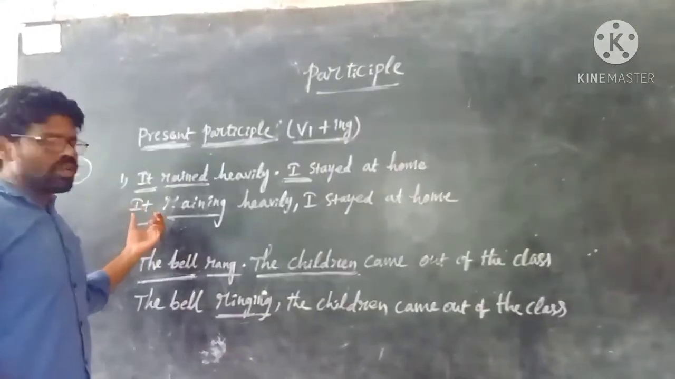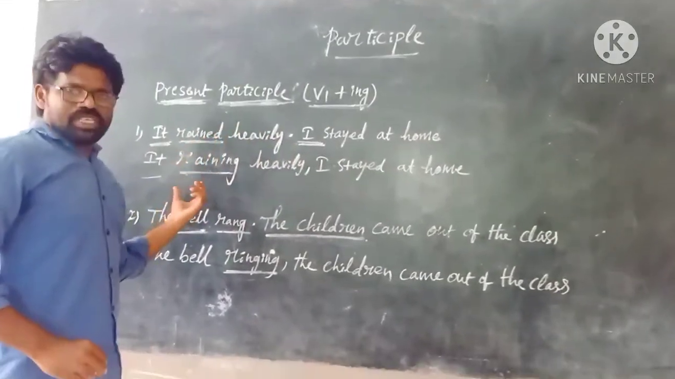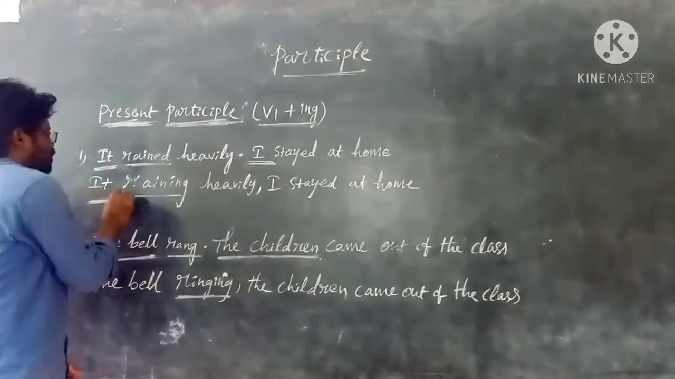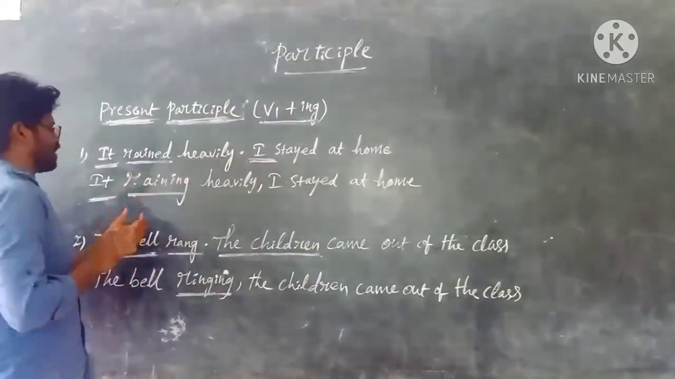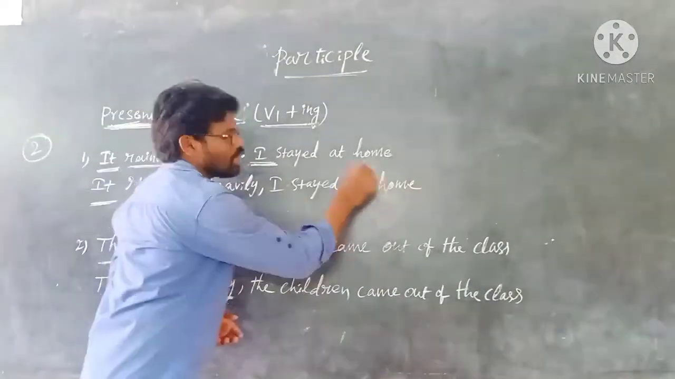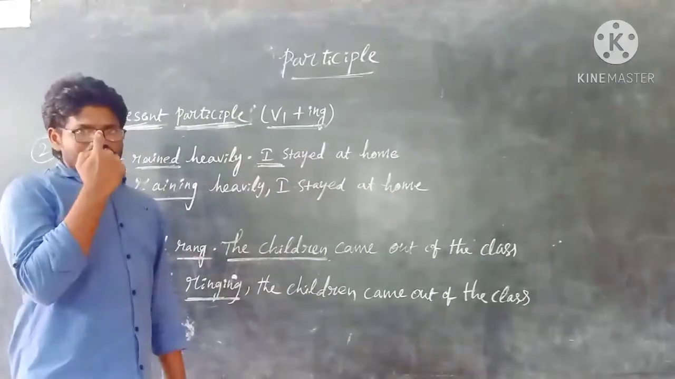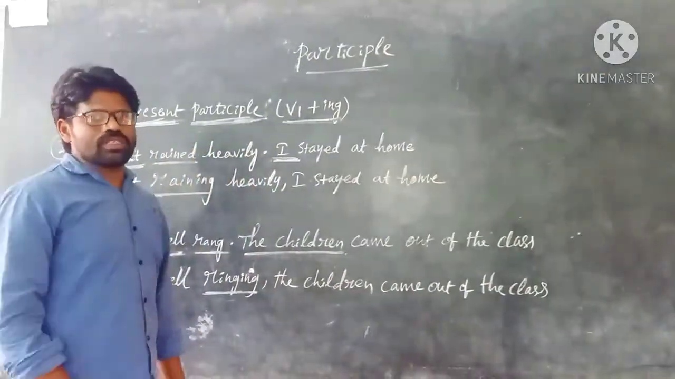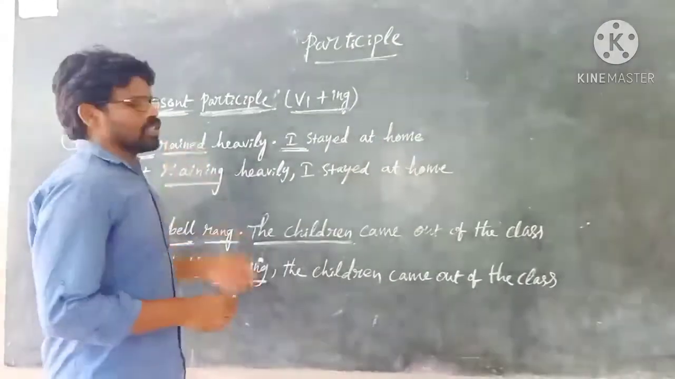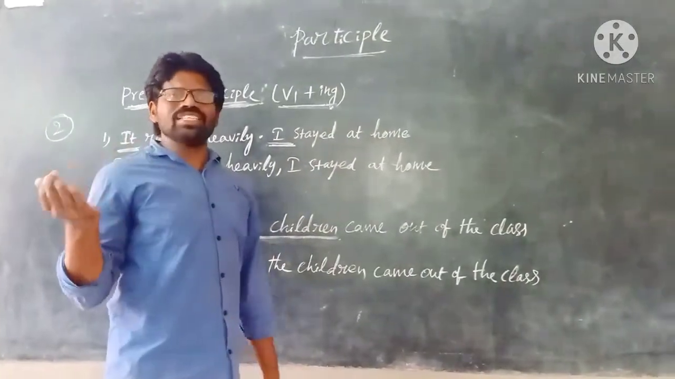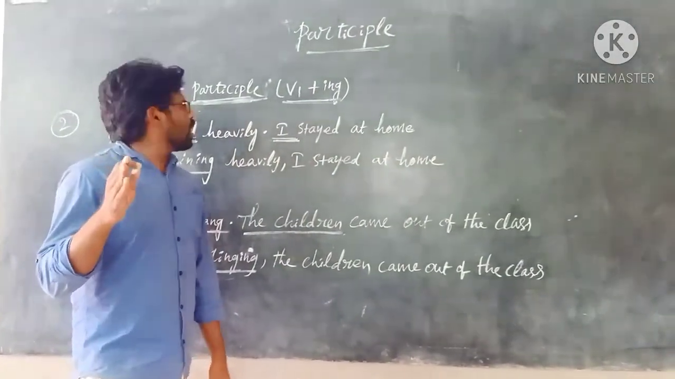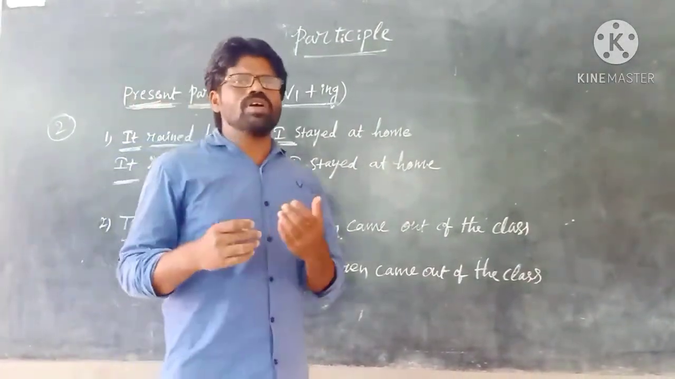In the second model, we can observe different subjects. That's why we have to start the sentence with the subject, write the present participle, and then continue with the other clause. Okay, this is about present participle, two models. Next we will learn about other participles, meaning past participle and perfect participle, in our next class.